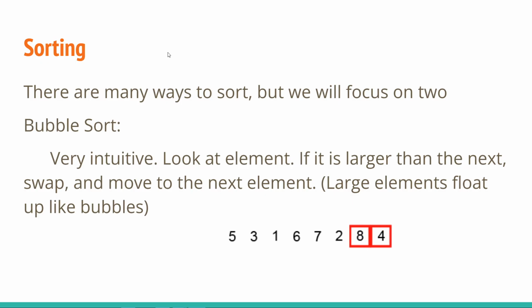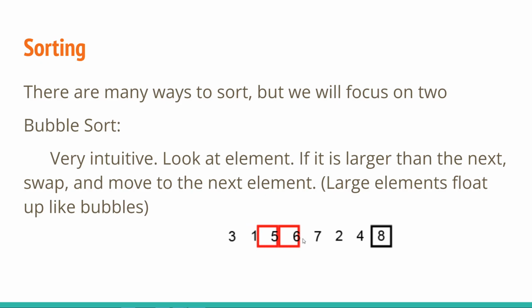So the first one, bubble sort, is pretty intuitive. Basically, you're just going to look at an element, and if it's bigger than the one on the right, you're going to swap them. So in this example, 5 and 3. 5 is bigger, so we're going to swap it with 3. And then we'll move to the next one. We're now comparing 5 and 1. 5 is bigger than 1, so we'll swap it.